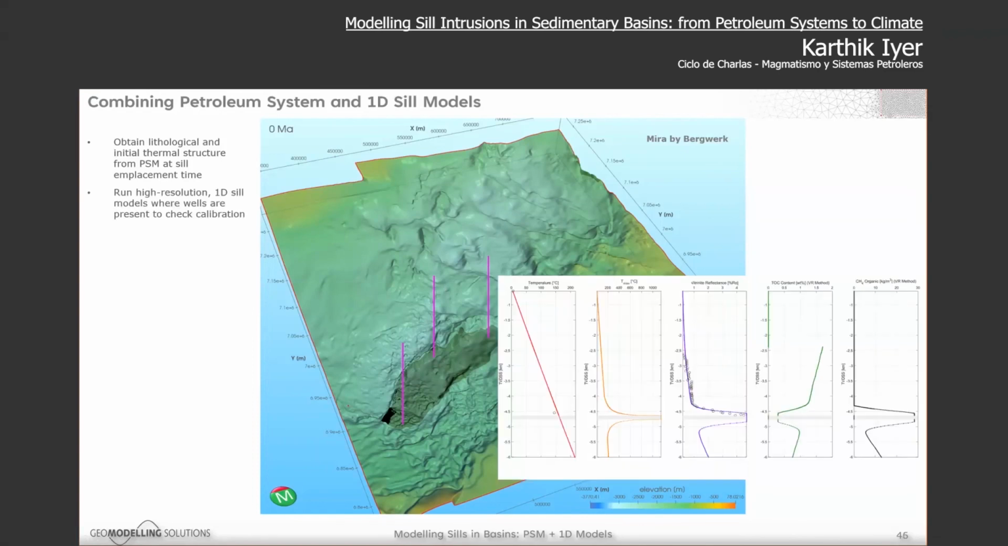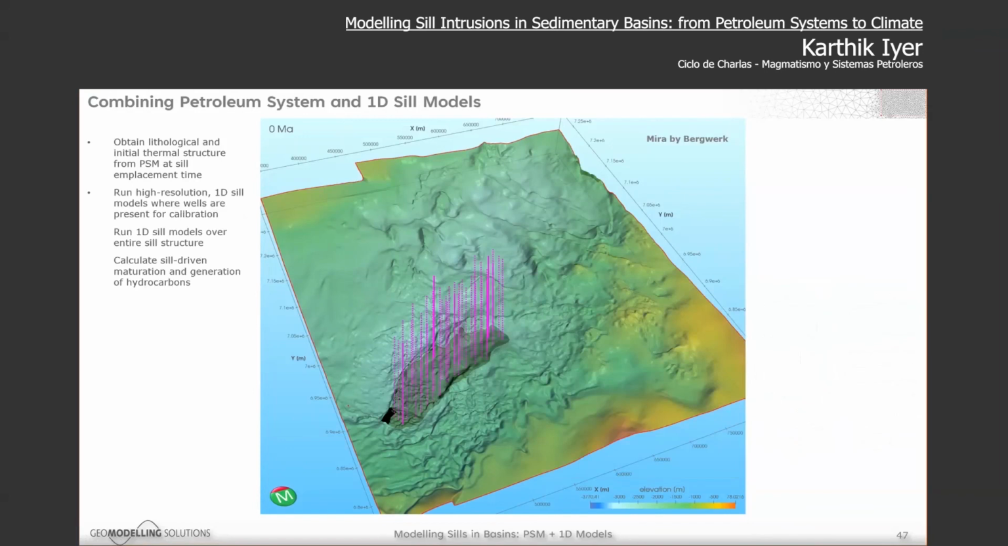See whether your calibration is correct with existing data. The 1D models again make it very easy to calibrate to, for example, vitrinite data or HI data or TOC data, to see whether your initial conditions are correct. And then because these 1D models are so cheap to run, I can run thousands of models around my sill. I can basically saturate this entire region with 1D models and then calculate, resolved correctly in space and time, what the maturation is of my hydrocarbons in the system.